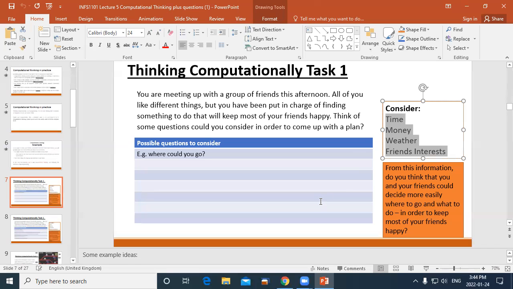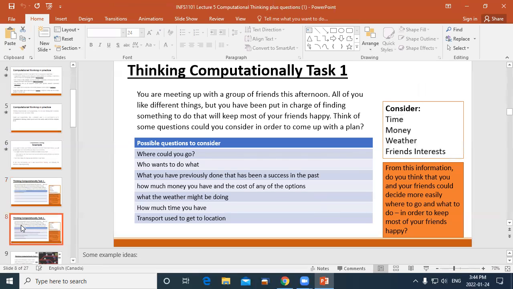What are we interested in? Based on that, we'll come up with some solution, right? So we're going to ask these kinds of questions. Where could we go? Who wants to do what? What have we done before which we liked? So we have some experience, right? I liked it when we went and broke our cars in the desert. Let's do that again. But we'll break his car, not my car. That kind of thing, right?